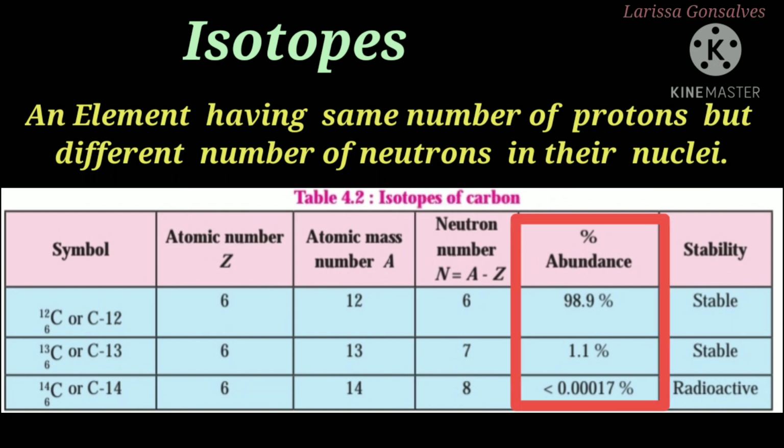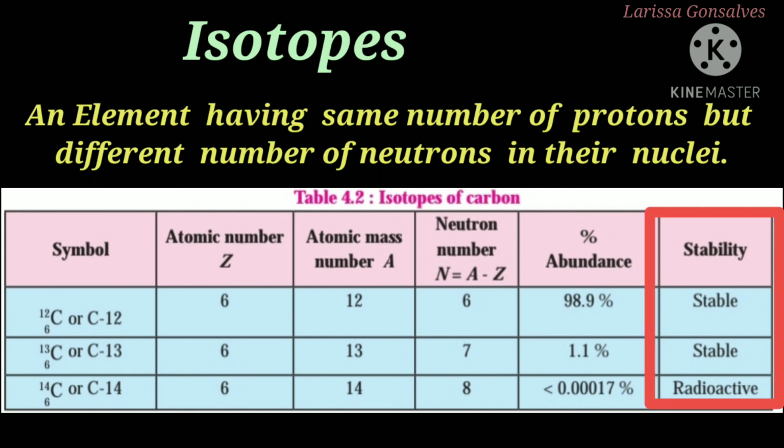The next column is regarding the percentage abundance, like how commonly it is present. So the first carbon, that is C12, is present about 98.9%. Then C13 is present very rarely, that is 1.1%. And the next is carbon 14, which is present less than 0.00017%, which is a very small amount. And the next is the stability. So C12 and C13 are stable, while C14 is radioactive in nature.